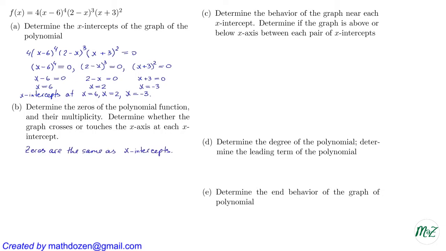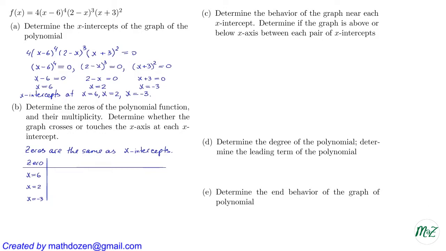So on to the second question. We would like to find the zeros of the polynomial function and their multiplicities. And based on the multiplicities, we can determine what the graph does at each x-intercept. So zeros are the same things as the x-intercepts. So we have the 3 zeros, since we have 3 x-intercepts: x equals 6, x equals 2, x equals negative 3.